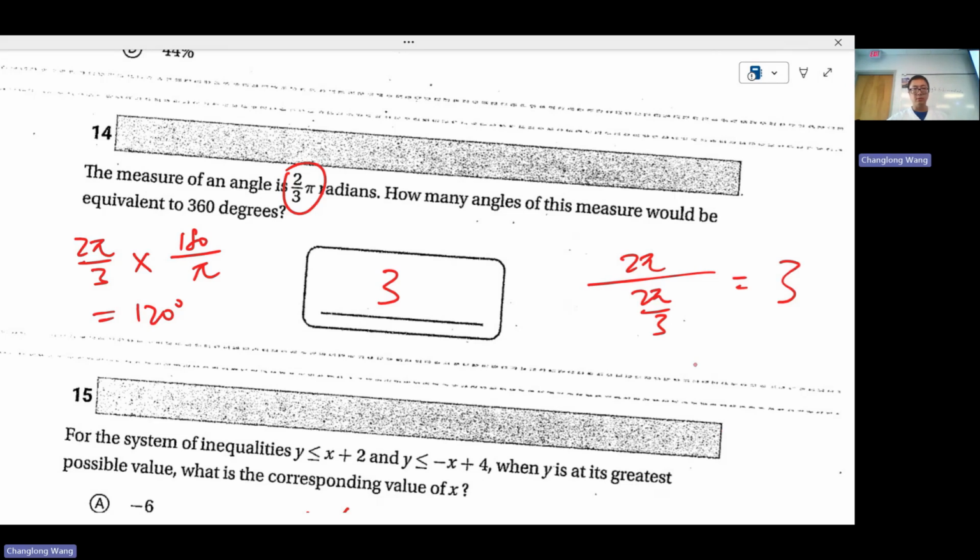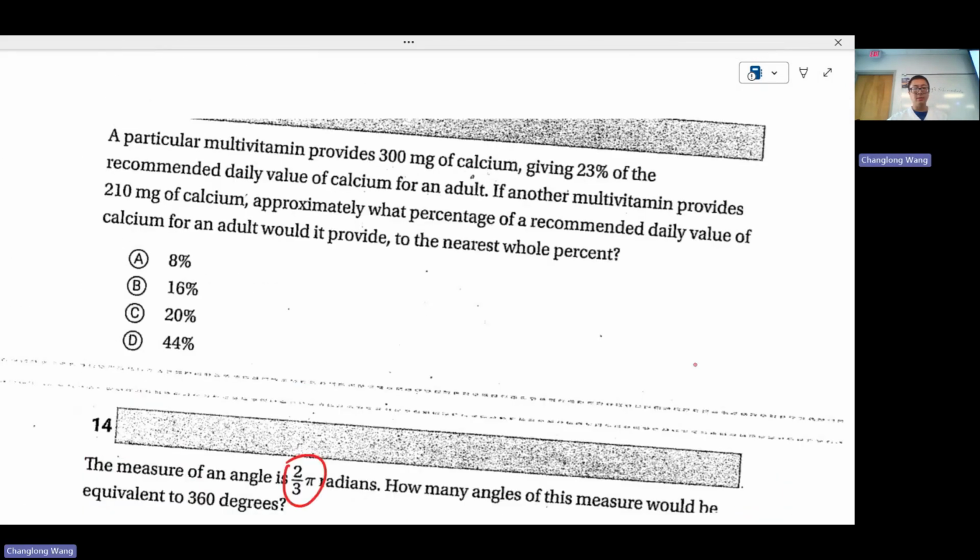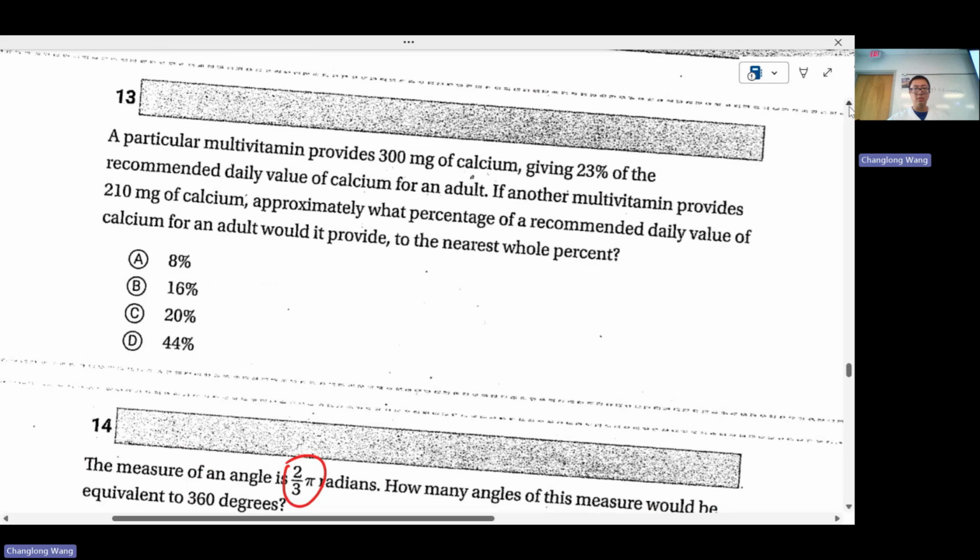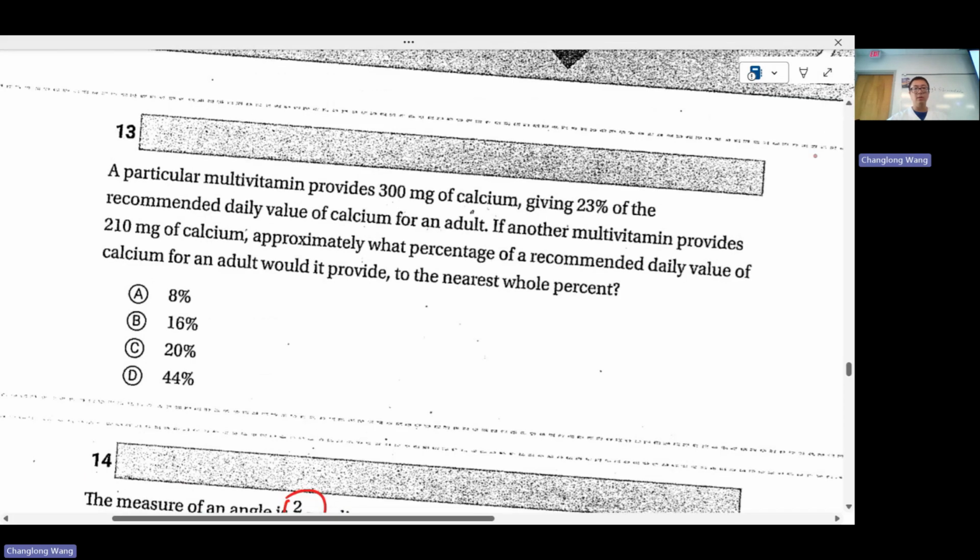Number 13. So that's a percentage problem. So that could, in general, sometimes be a bit confusing. And it seems like a lot of redundant information. All right, so give it a try. 13.